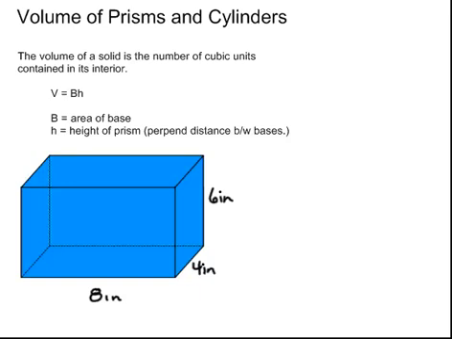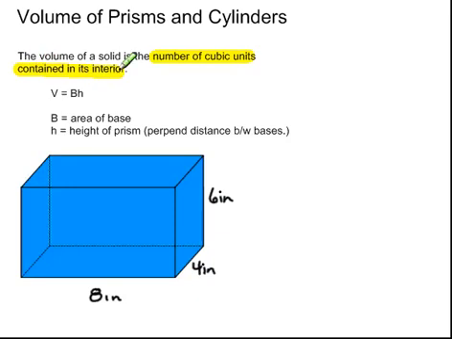Here today we're going to be talking about the volume of prisms and cylinders. We will be adding two new formulas to our list of formulas, and they will be two volume formulas. Now, the volume of a solid is the number of cubic units contained in its interior. Understand that. It's the number of cubic units contained in its interior.